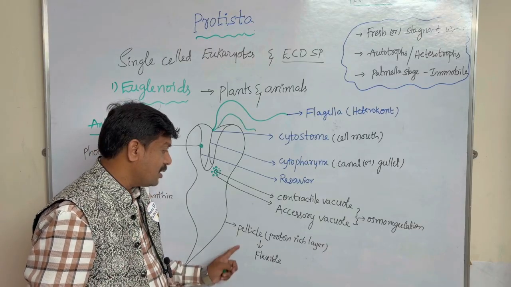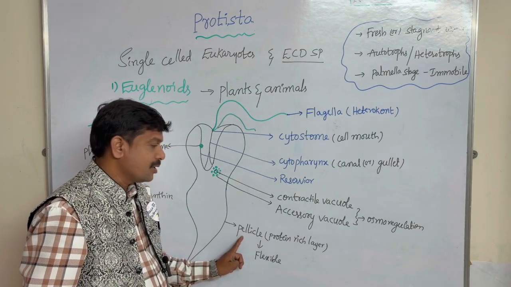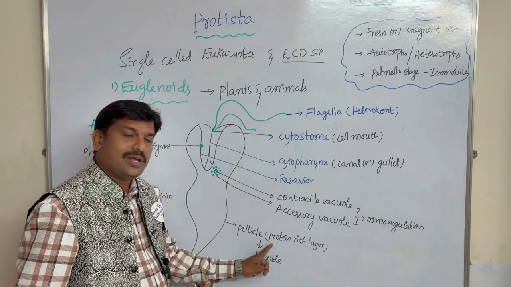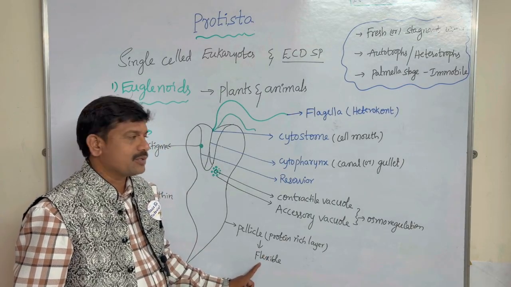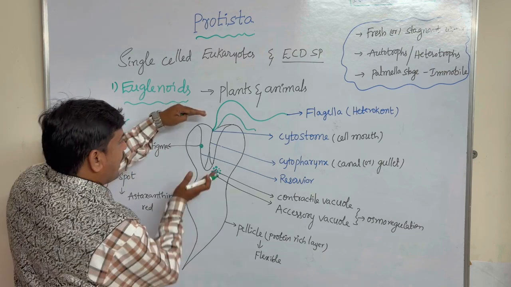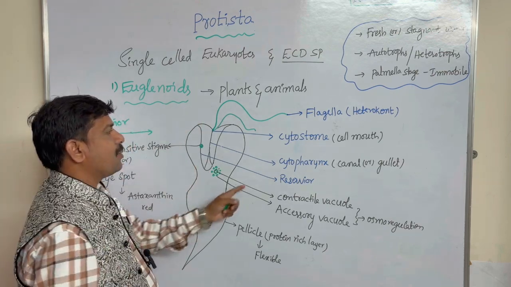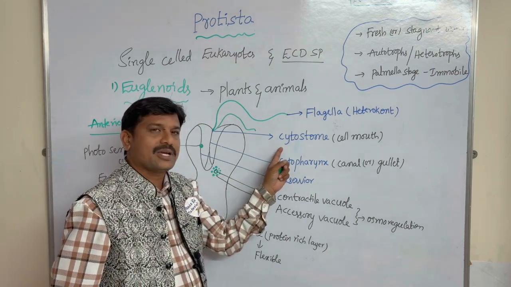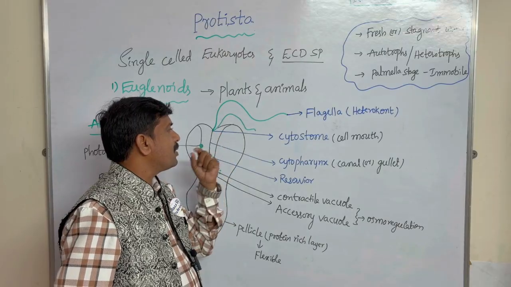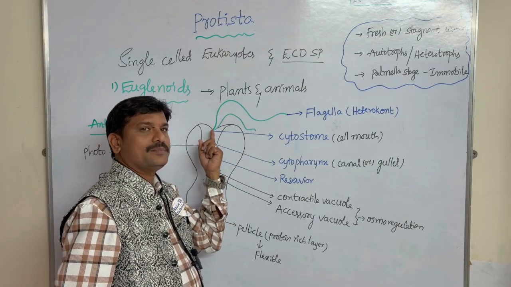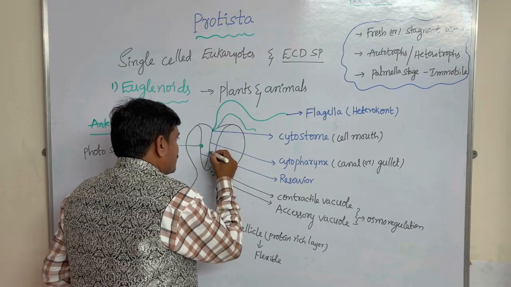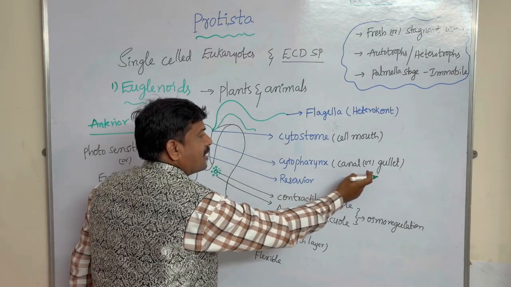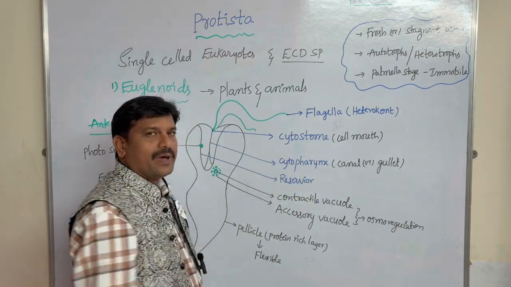Instead of a cell wall, a pellicle is present. It is a protein-rich layer which is very useful for flexibility. In the anterior part, mainly three parts are there. One is the cytosome, which is nothing but the cell mouth. Another is a canal-like structure, called the gullet or cytopharynx.